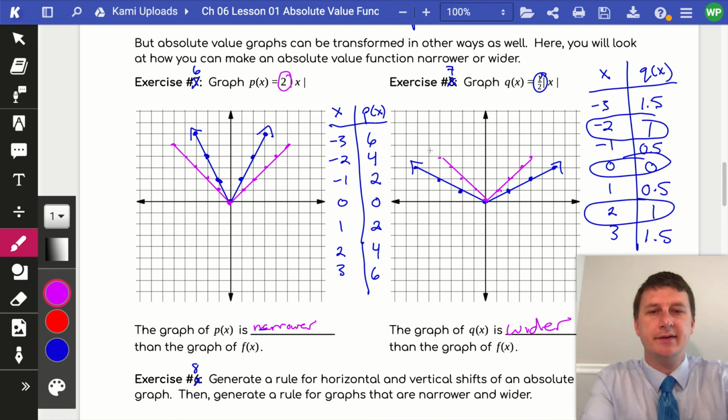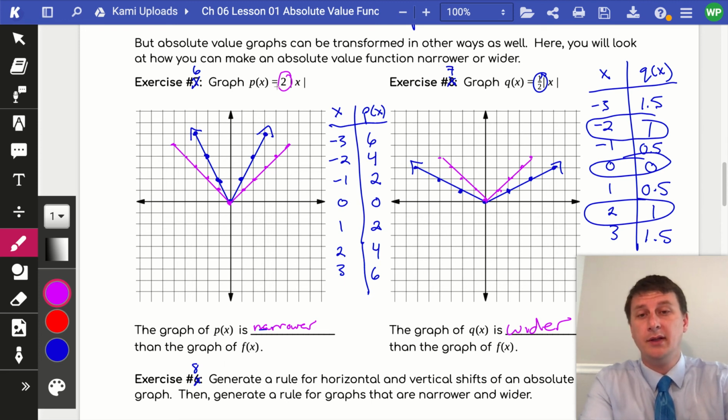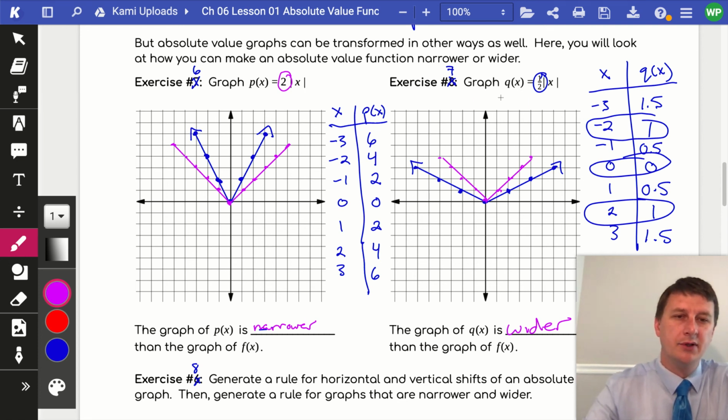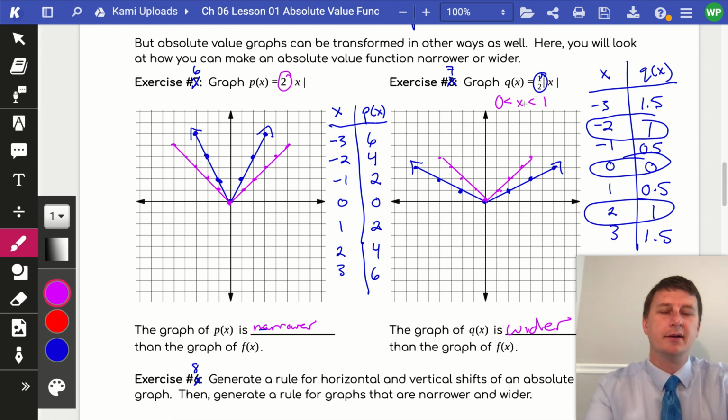So we've learned now 6 different rules. We've learned adding and subtracting inside the absolute value, adding and subtracting outside the absolute value, and now multiplying a number by the absolute value of x. So what this does is when you multiply by a number larger than 1, it makes it narrower. And when you multiply by a number between 0 and 1, it makes it wider. Okay, so don't say a number less than 1 because that'll include negative numbers. Just a fraction or a decimal, as you will, if it is between 0 and 1.